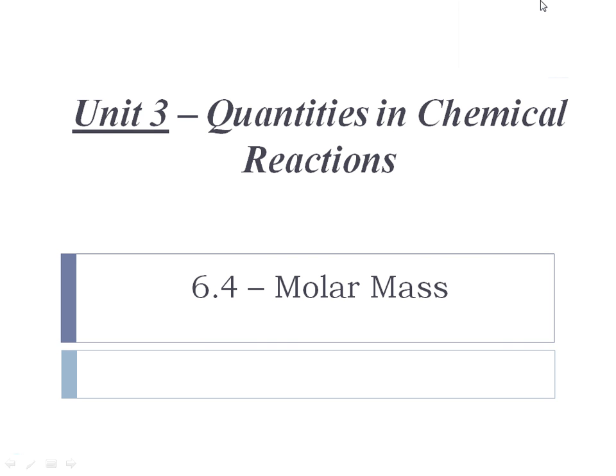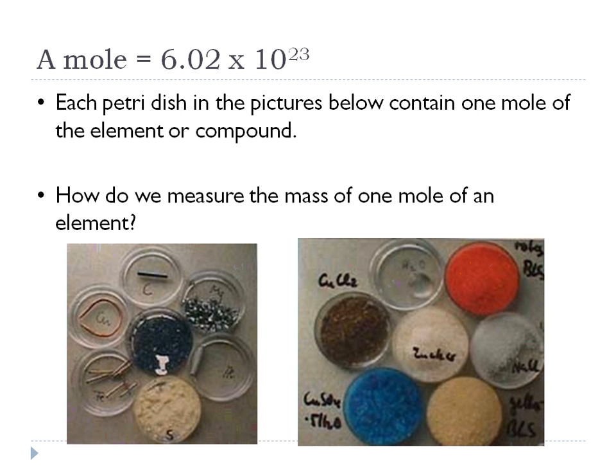This video is all about using the concept of the mole to actually start to do some more calculations. And in particular, we're going to talk about a new concept called the molar mass. So below you see a bunch of pictures here. We know from the last video that a mole is equal to 6.02 times 10 to the 23 of anything. So each petri dish in these pictures here contains exactly 1 mole of the element or compound.